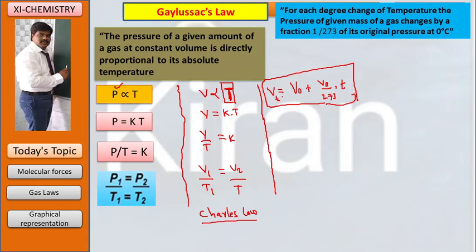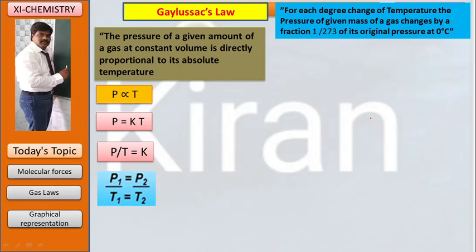You can assume, instead of Vt, you want to write Pt. The pressure is equal to the initial pressure plus how much pressure is going to be added for every 1 degree rise in temperature? 1 by 273 will be added at every 1 degree rise in temperature. So that I am explaining to you. Now listen carefully. This is Gay-Lussac's law with respect to absolute temperature, and with respect to Celsius temperature I am showing you.